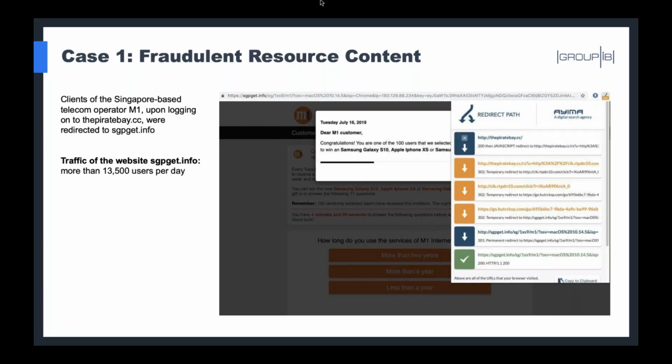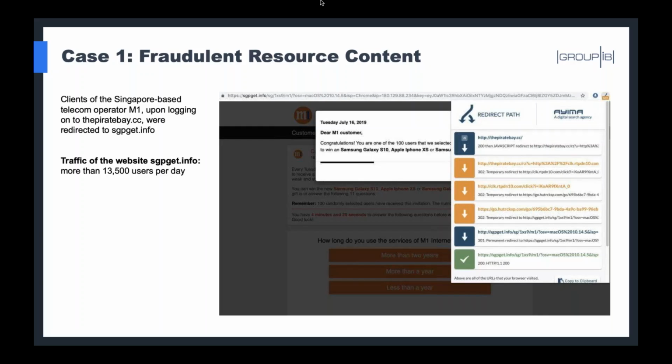If you think that not so many users will use this survey, not so many users will finish it, you can see the number of users which visited this page per day. There were more than 13,000 users per day. This is a huge amount, really huge amount.